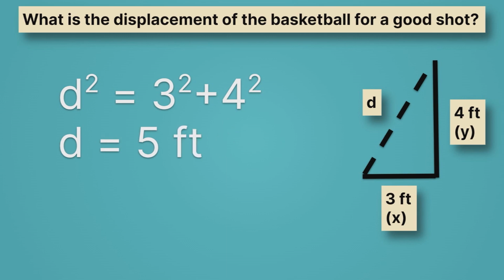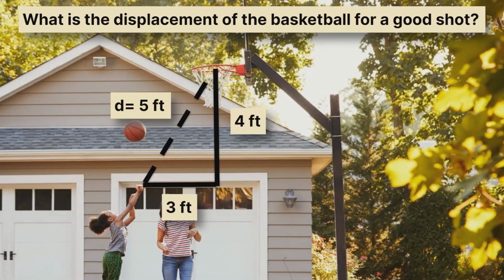So that's our displacement. Now we need to add units, which would be feet, because our x has the unit of feet and our y has the unit of feet. So our answer is going to have the units of feet. So what is the displacement of the basketball for a good shot here? 5 feet.